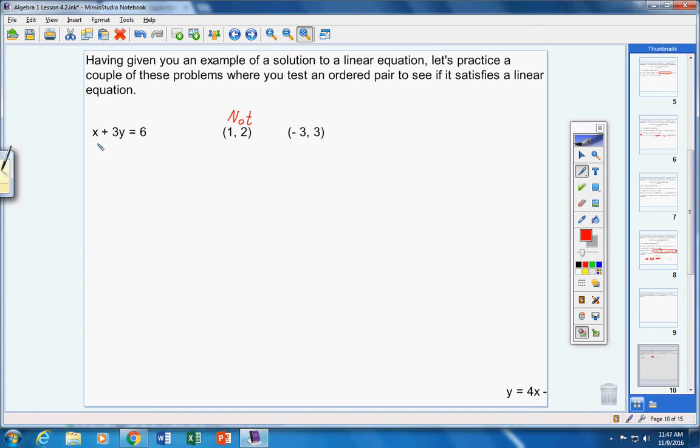Okay, let's try this one. X is negative 3, y is 3. Negative 3, 3 times 3. Well, negative 3. 3 times 3 is positive 9. You have $9. You owe me 3. Pay it off and you're left with 6. 6 equals 6. Yes. This is one of the solutions to this linear equation. There are more, but that's one of them. So no, yes. Alright, let's try another one.